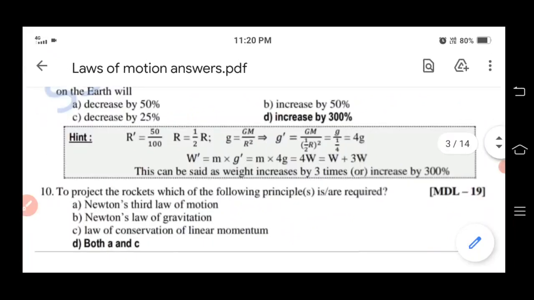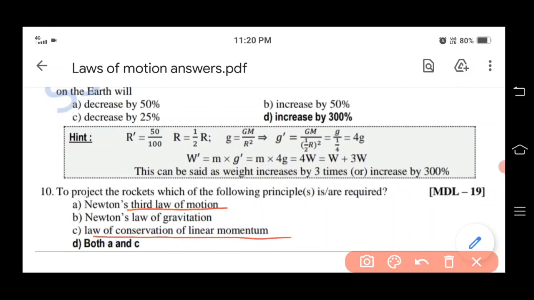And then question number 10. To project rockets, which of the following principles are required? So both A and C. A is nothing but Newton's third law of motion, and C is the law of conservation of linear momentum. So the answer is both A and C.